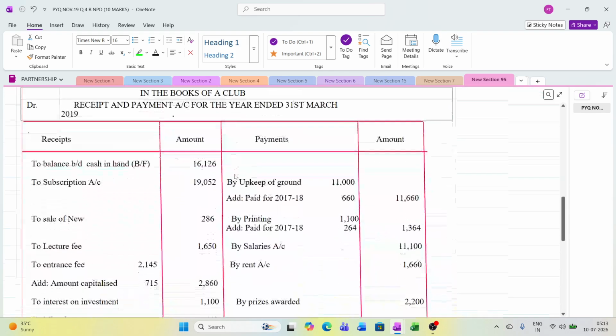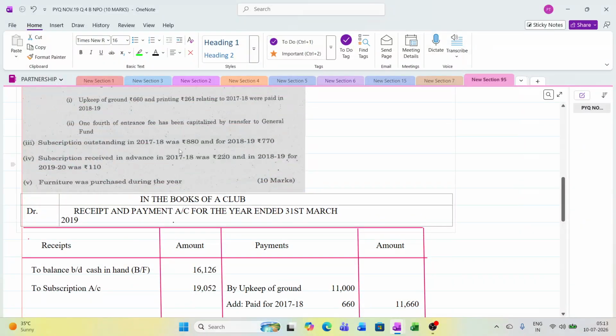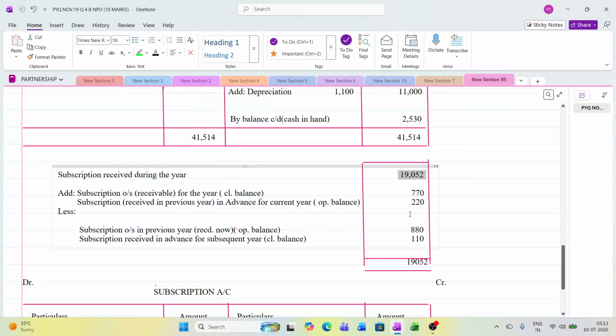Okay. So 770 you are adding, and you will also add subscription received in the previous year as advance for the current year. That is given in your adjustment. Subscription received in advance in 1718. Our current year is 1819. So it was 220, but this 220 pertains to the current year. So you people used to add that 220. I am also doing the same thing.